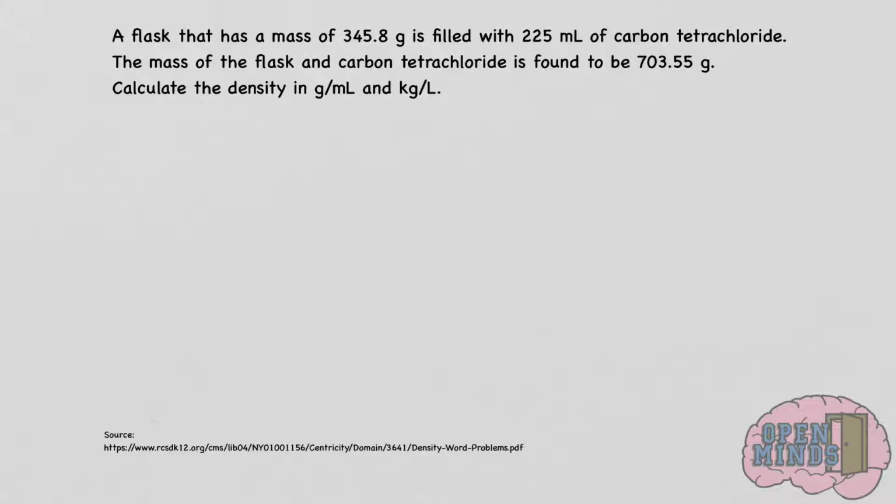A flask that has a mass of 345.8 grams is filled with 225 mL of carbon tetrachloride. The mass of the flask and carbon tetrachloride is found to be 703.55 grams. Calculate the density in grams per mL and kilograms per liter. Density is the ratio of the mass over the volume.